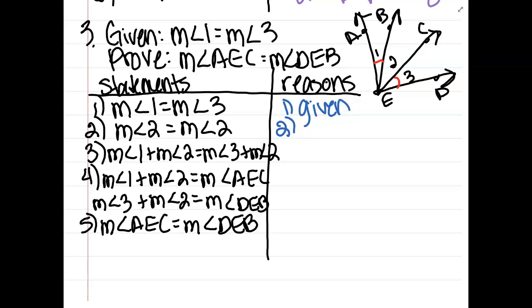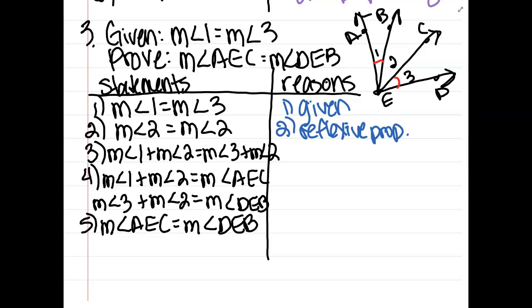Okay, number 2, even if you don't know why they're doing this, the second statement says the measure of angle 2 equals the measure of angle 2, which seems so silly that I don't even need to say it. But how do I know that the measure of angle 2 equals the measure of angle 2? Yeah, the reflexive property. You don't really have to understand yet why we're doing that. You just got to know why. Yeah, the reflexive property says that.